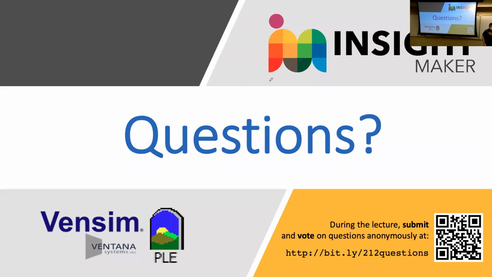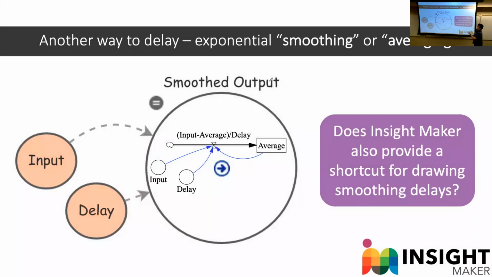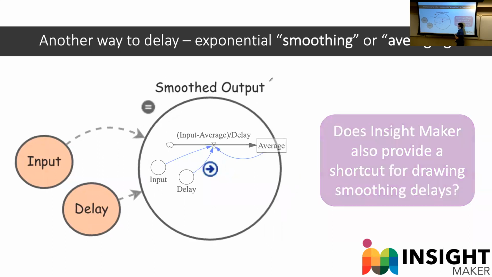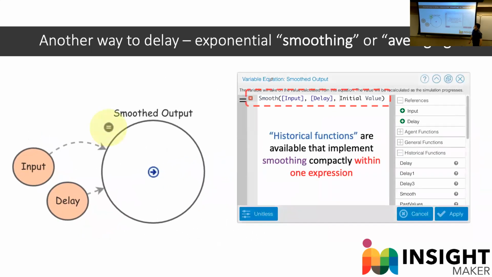So we can also do the same game in Insight Maker. So again, you don't have to draw this ugly thing in Insight Maker. Insight Maker has its own module to do this, maybe not surprisingly. So in Insight Maker, if I create a variable or a flow, I can go into its equations, and it has its own smooth equation. And it's very similar to Vensim's.